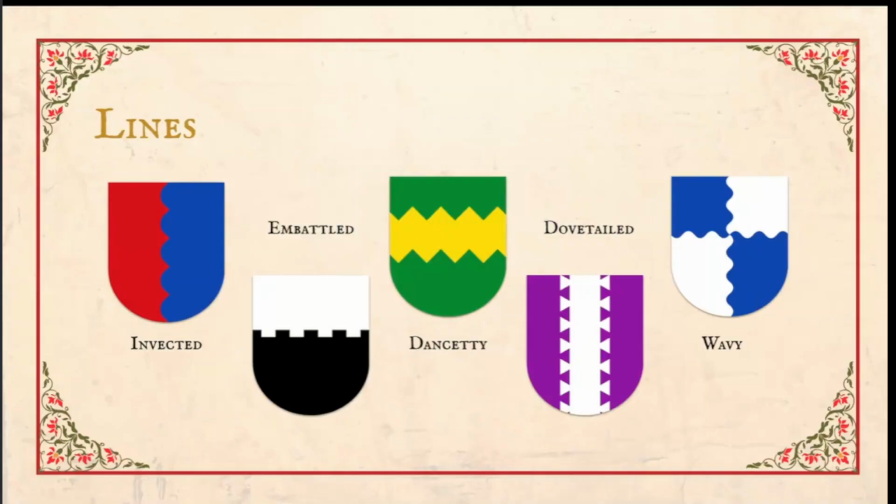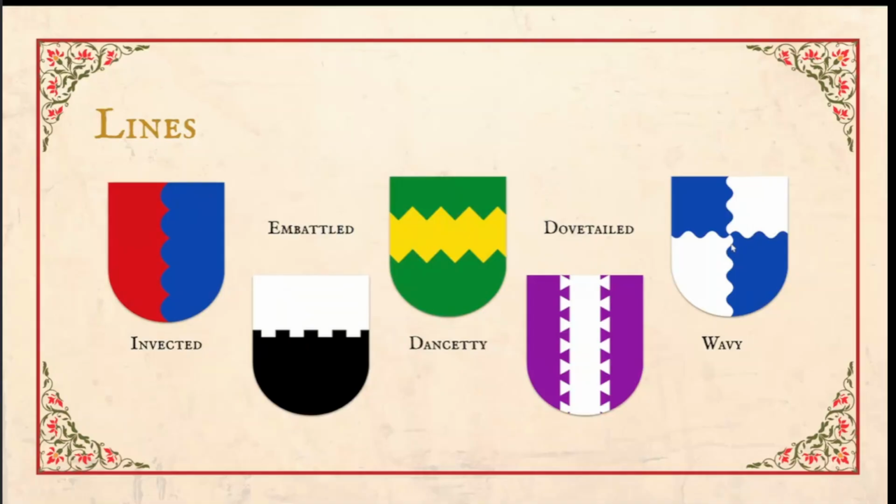So you can have things like the invected. It kind of looks like clouds popping around. Embattled looks like the ramparts of an embattlement. Dancetty, it's your Charlie Brown lines if you want. Dovetailed, if it kind of looks like dovetail joins for woodworking, or wavy, which is wavy.